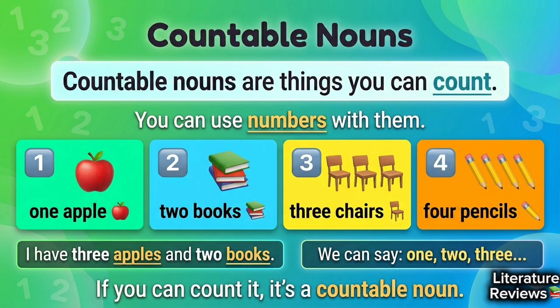Countable nouns are things you can count easily. You can use numbers like 1 apple, 2 books, or 3 chairs. If you can count it, it's a countable noun.